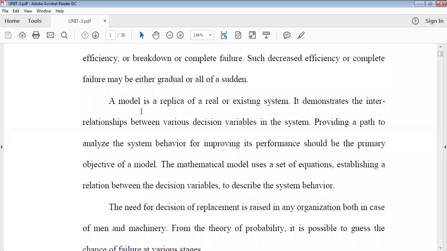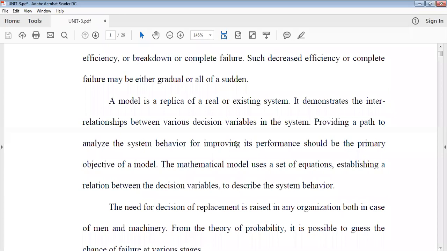So a model is a replica of a real or existing system. It demonstrates the interrelationship between various decision variables in the system, providing a path to analyze the system behavior. Improving its performance should be the primary objective of the model. So one has to improve the performance of the entire system.